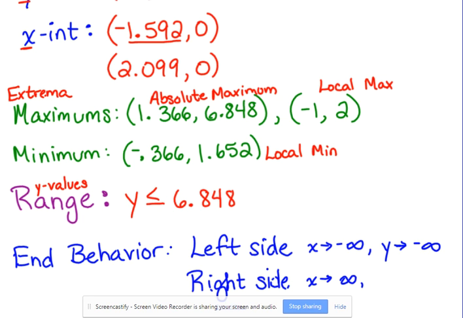What are the y values doing on the right side? Somebody different. What are the y values doing on the right side of number 5? You told me before. Say it louder. Decreasing. So they are going to negative infinity.